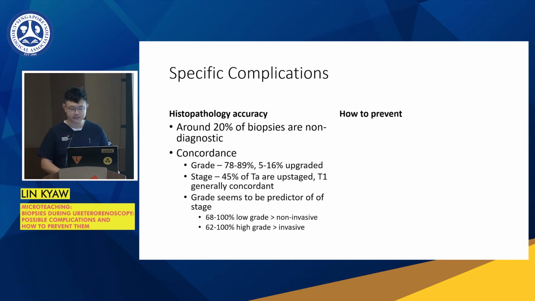Around 45% of Ta tumors are actually upstaged, while most T1 tumors, when the pathologists can confidently conclude that, are actually concordant. This is most likely because most of the biopsies themselves do not contain the lamina propria. It is also worthwhile to mention that the grade of the ureteric biopsy is actually a good predictor of the final stage at nephroureterectomy.